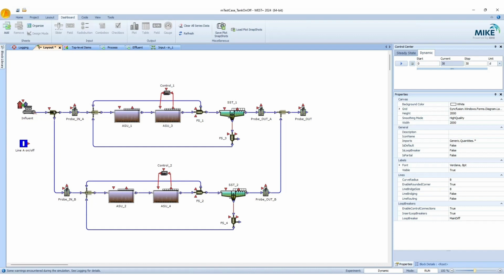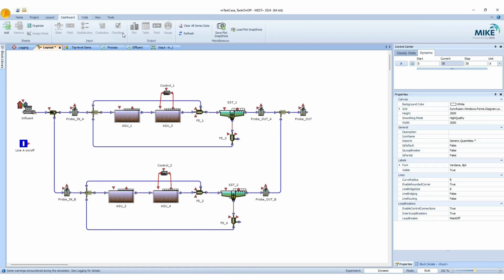My goal is to show you how you can temporarily put one or more process tanks out of operation without incurring nasty numerical issues due to zero flow rates. This is now possible with a new process model added to the WEST 2024 model library.